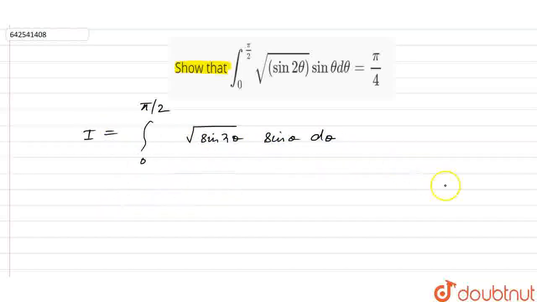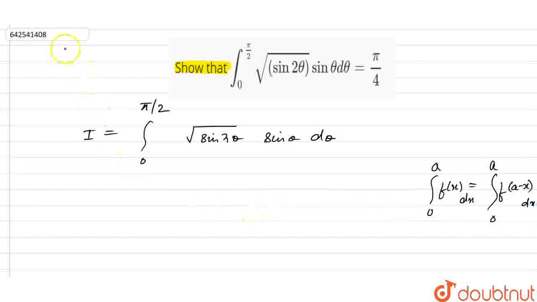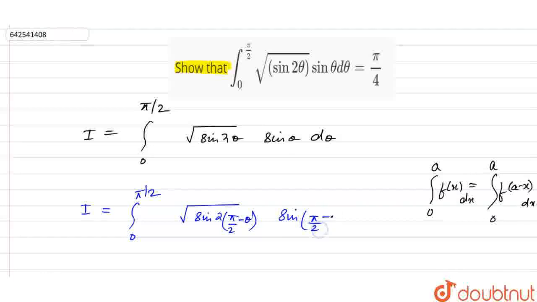So we have a result that the integral from 0 to a of f of x with respect to dx is equal to the integral from 0 to a of f of a minus x dx. So using this result, we have I is equal to the integral from 0 to pi by 2 of under root of sine 2 times of pi by 2 minus theta, and here will be sine of pi by 2 minus theta, with respect to d theta.